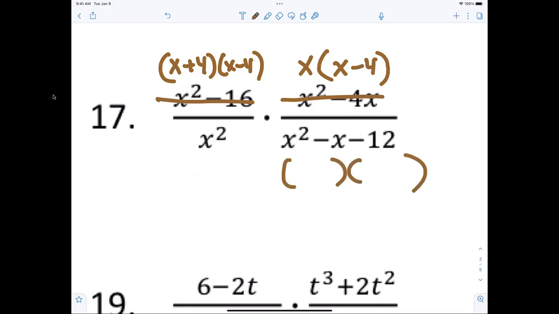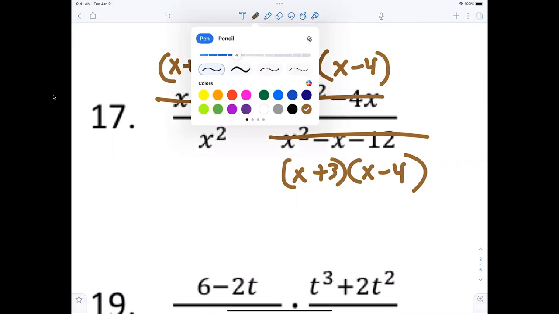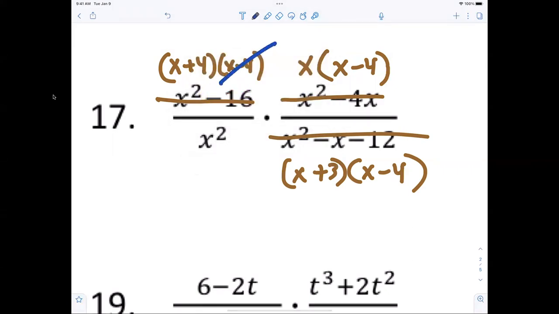I'm going to do that one there. And what is that? x plus 3 and minus 4. You're amazing. That's exactly correct. Good job. All right, now help me cross things out here. This x minus 4, this x minus 4.